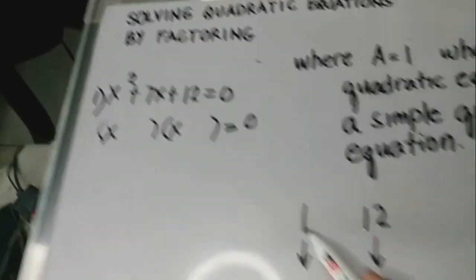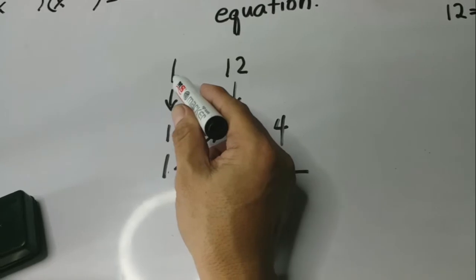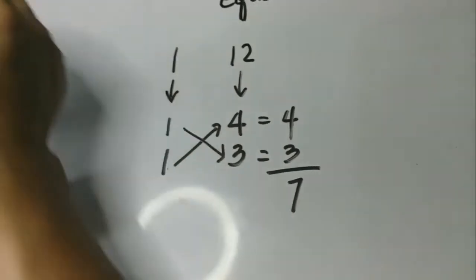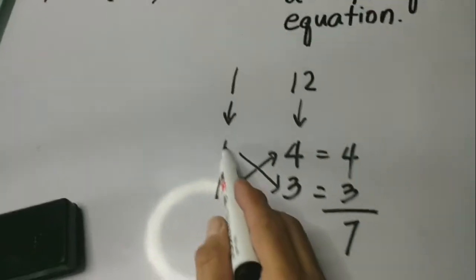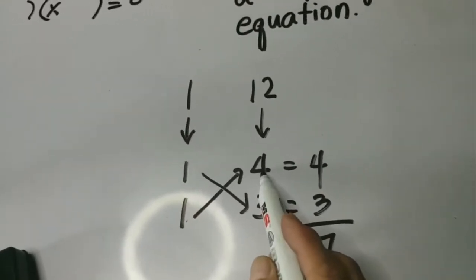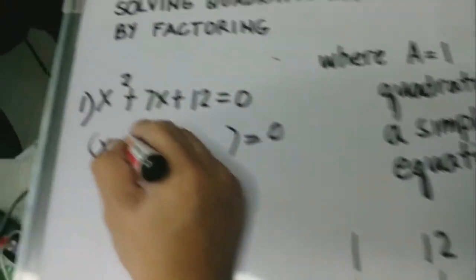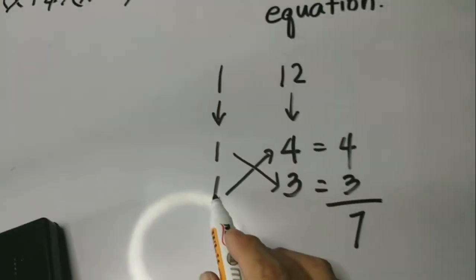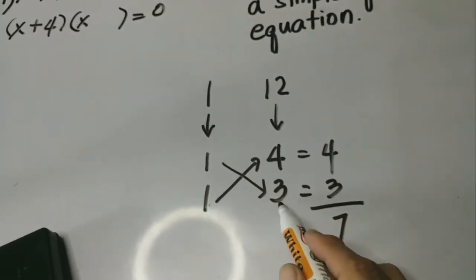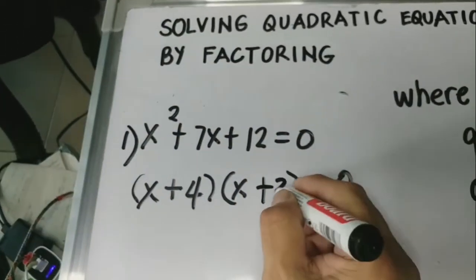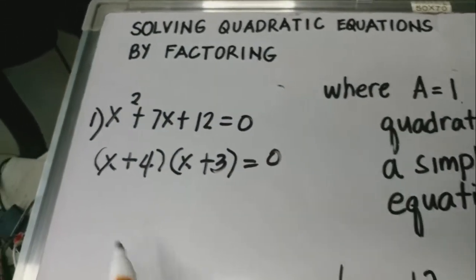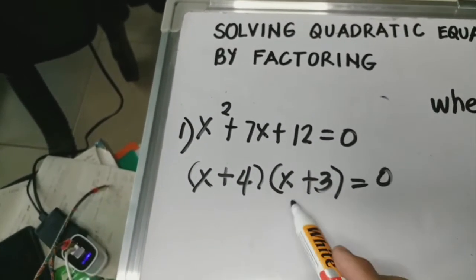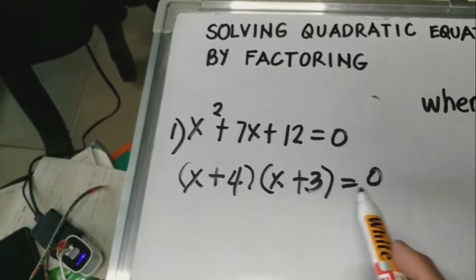Then we have 1, the numerical coefficient of the first term. Then this is considered x and x. So we have x and x. And the partner of x here is positive 4. So let's try positive 4. And then the partner of the other x here is positive 3. So x plus 3. So we have the factors, two sets of factors. The quantity x plus 4 times the quantity x plus 3 equals 0.